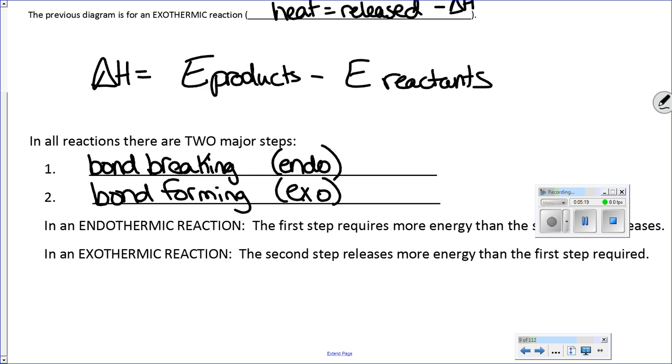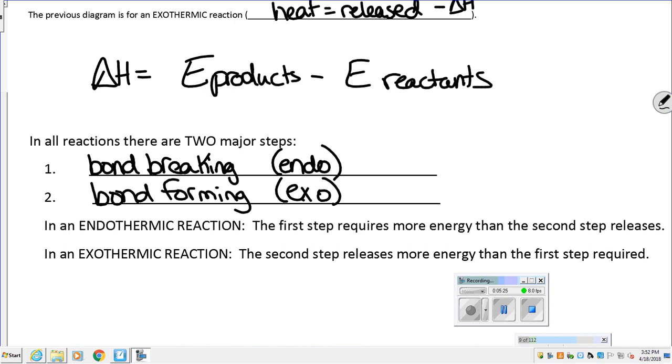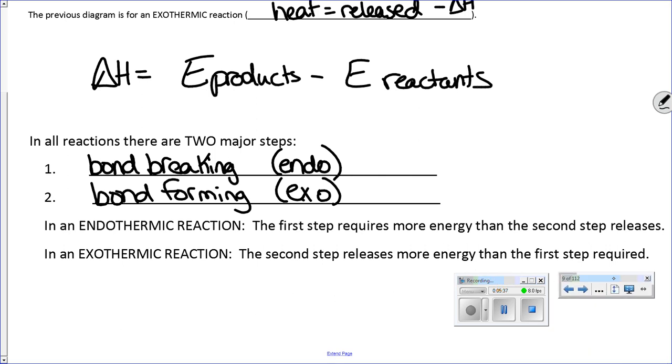Now, the reaction overall could be exo or endo, depending on how much energy is involved. In an endothermic reaction, it requires a lot of energy to break the bonds, and we don't end up getting that much back when new products form. In an exothermic reaction, we have a second step where there's a great release of energy that makes up for that energy input that we had to put in the first step.